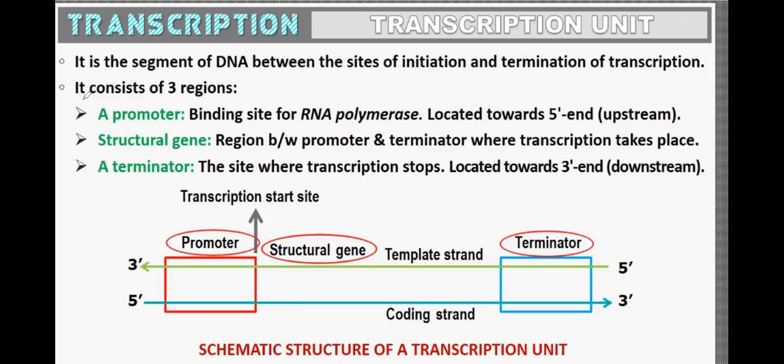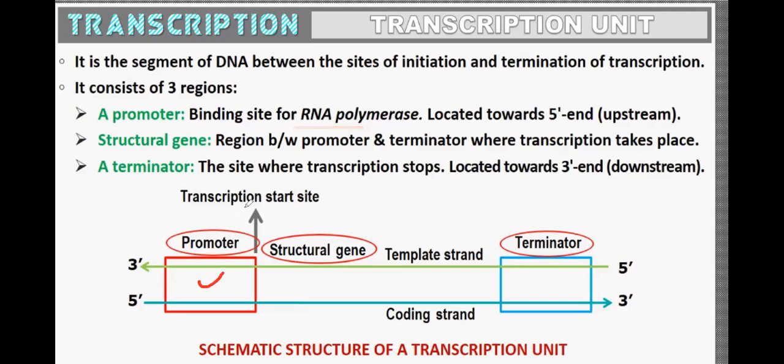Transcription unit. This is the schematic structure of a transcription unit. The transcription unit consists of three regions. First region is what? A promoter. Second, structural gene. Third, a terminator.